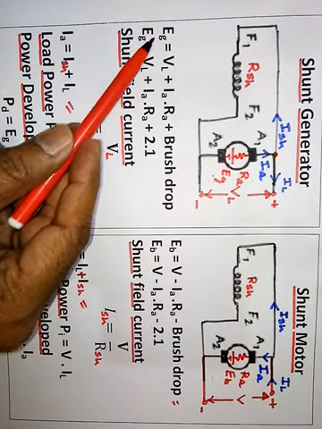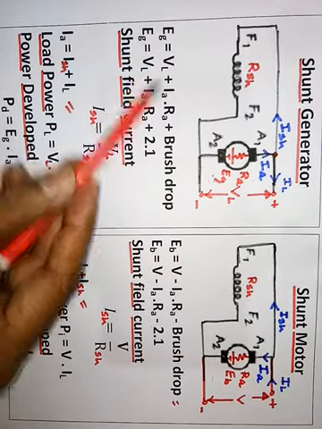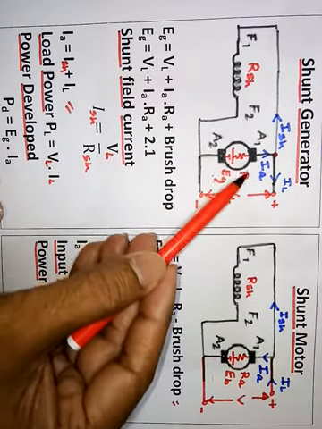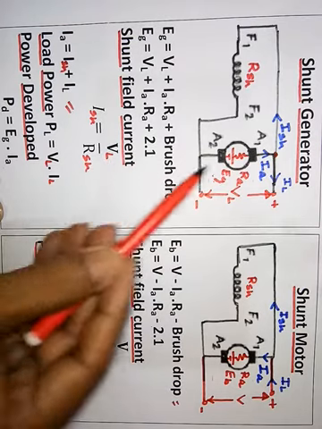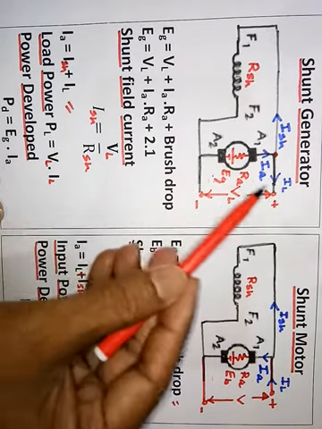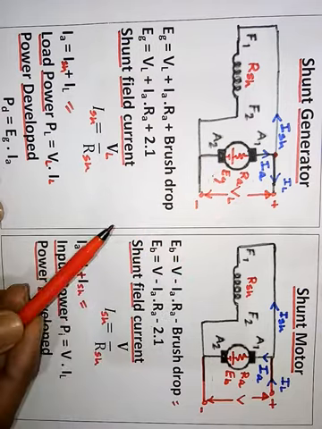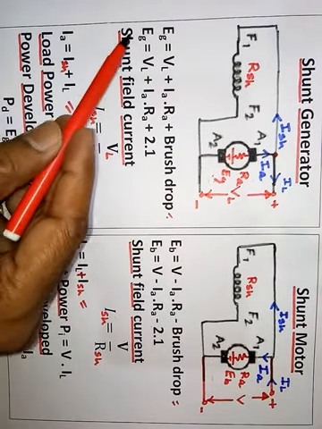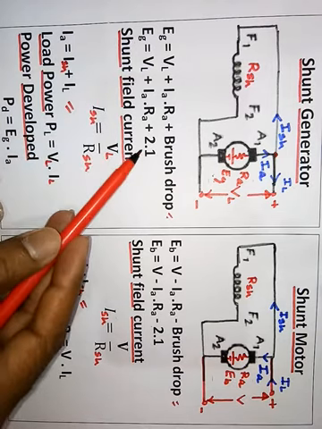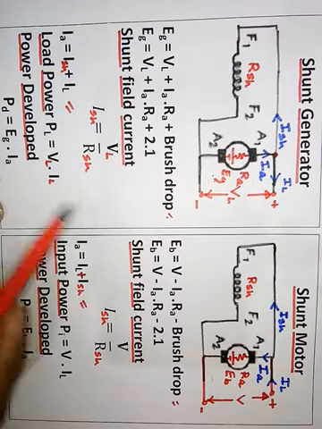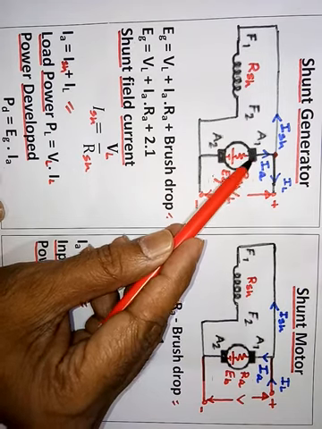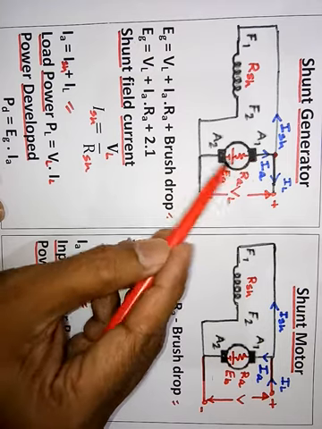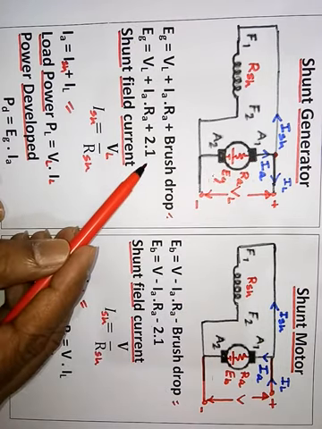What is the value of EG? EG will be equal to VL plus IA into RA. This is the IA RA drop inside the armature circuit, and the total brush drop. So on the basis of Kirchhoff's voltage law applied here, we have drawn this equation. Now what is the value of EG? EG will be equal to VL plus IA RA plus 2 times 1. Why 2 times 1 here? Because for carbon brushes, there is a voltage drop of 1 volt on each brush. How many brushes are we using? 2. So 2 multiplied by 1 here.